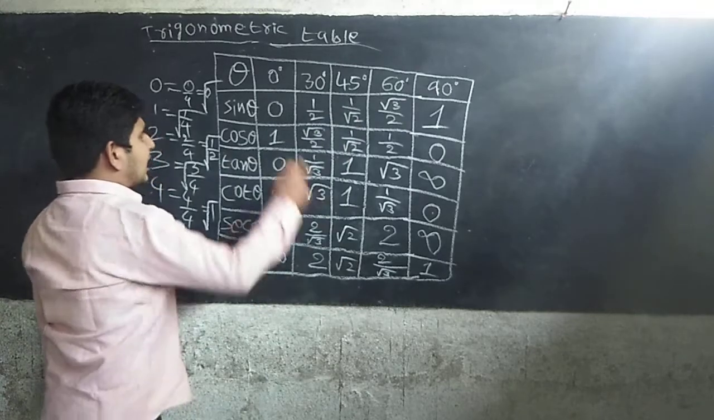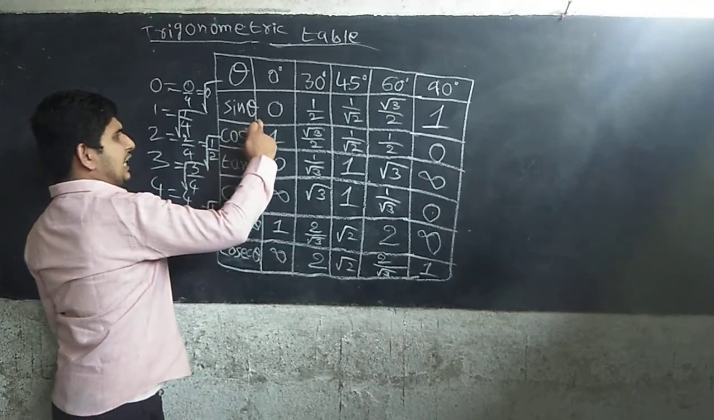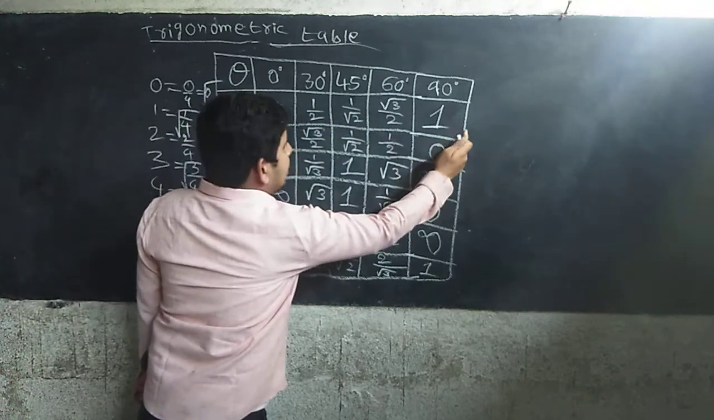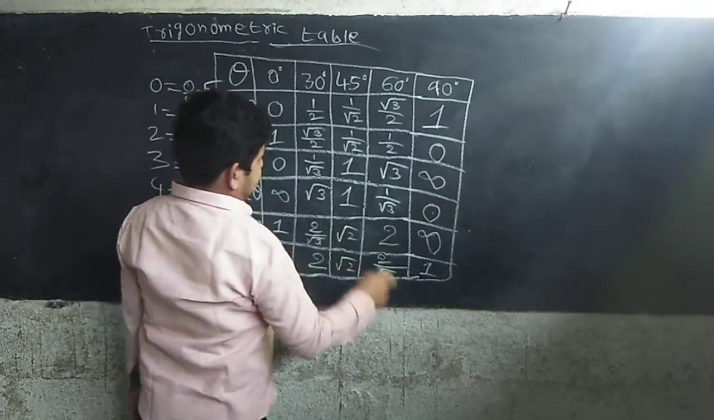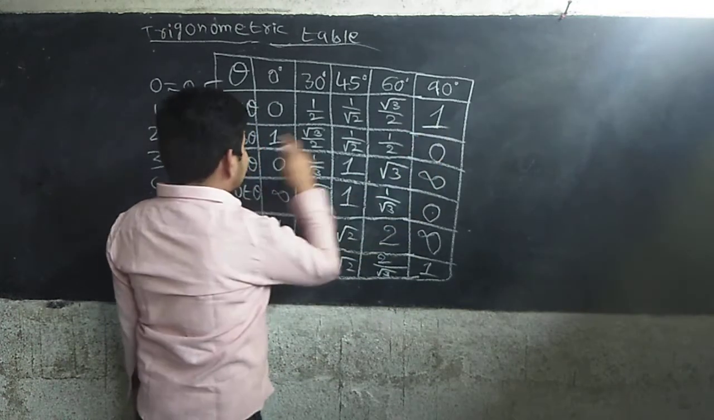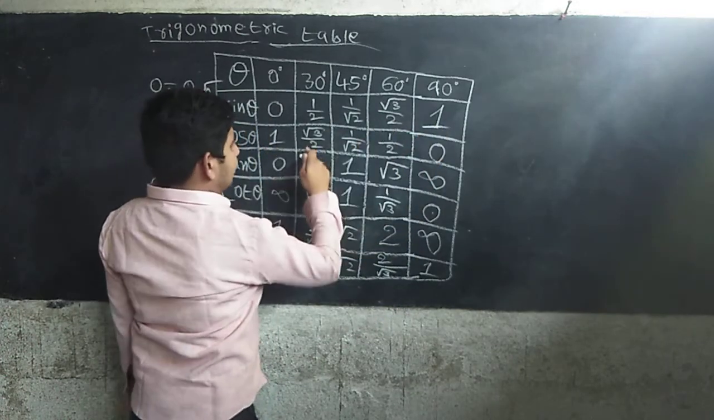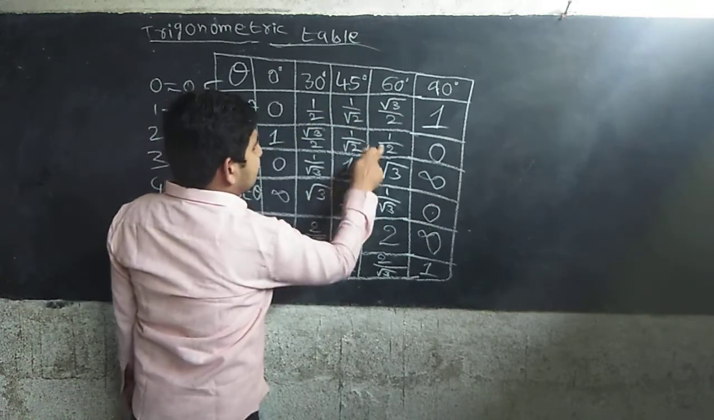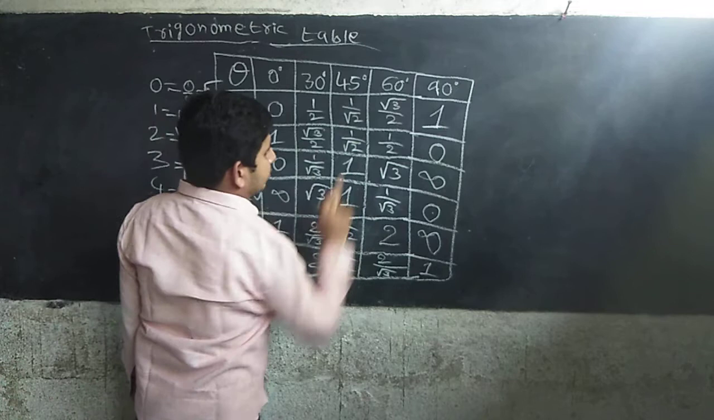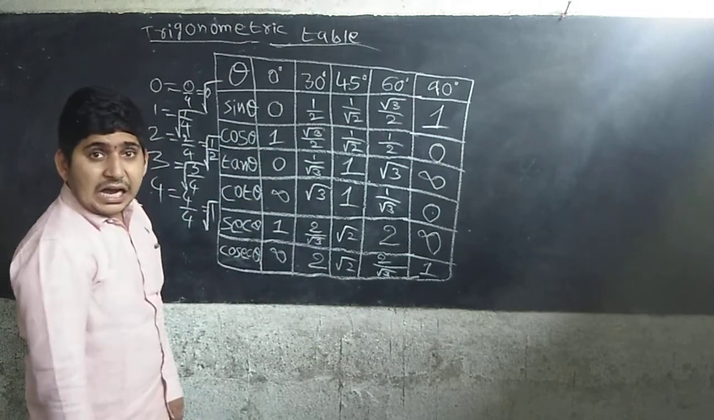Okay, now write the sin values in reverse order. Then you can get the cos values. Now 1, root 3 by 2, 1 by root 2, 1 by 2, 0. Okay, next.